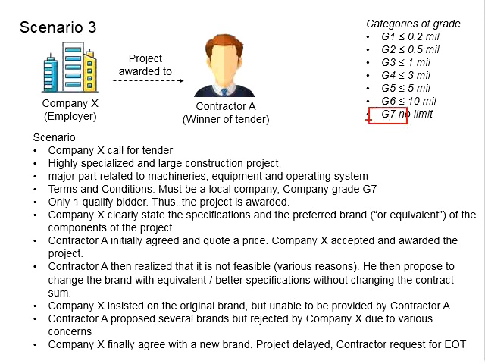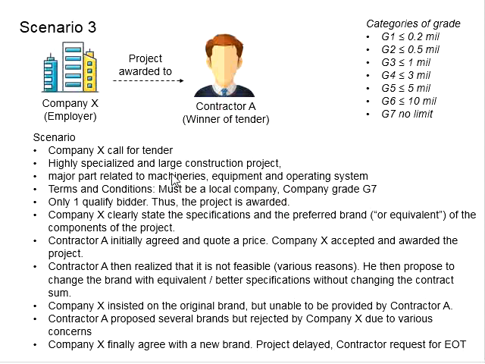A Grade G7 company has no limit in terms of the project scale. As we are talking about a large construction project, only a Grade G7 company is qualified. As the relevant knowledge is quite highly specialized, not many people in Malaysia can do these services. Although Company X called for a tender, there is only one qualified bidder that fulfills the criteria of a local company and Grade G7, stating they have the capacity to carry out the project. The company quoted a price, which is accepted by Company X as the employer, and thus the project is awarded to Contractor A, which is the winner of the tender.